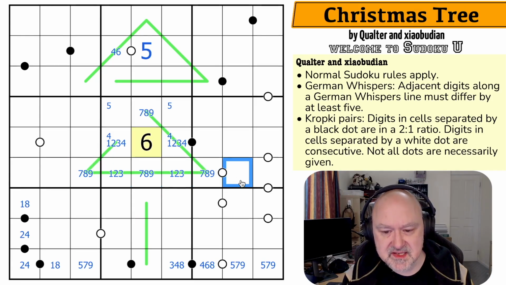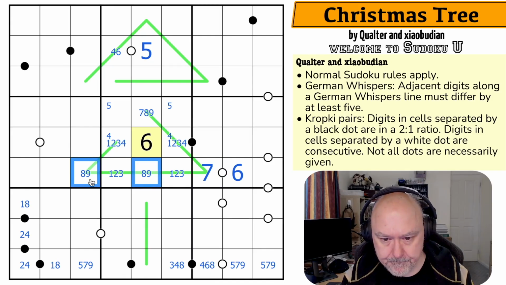And this must be consecutive with 7, 8, or 9. If this is a 9, this would be 8, and both of those would be 7. If this is an 8, this would be 7 or 9, and both of those, and these would be broken. I can't have 4 digits from 7, 8, 9. So that's a 7, that's a 6. And these are an 8, 9 pair.